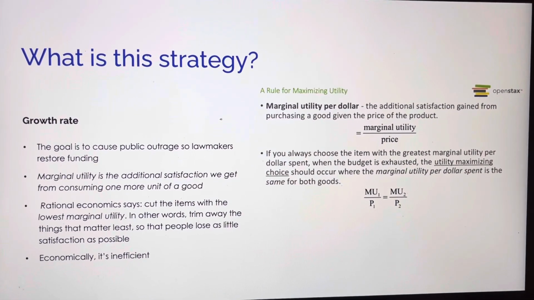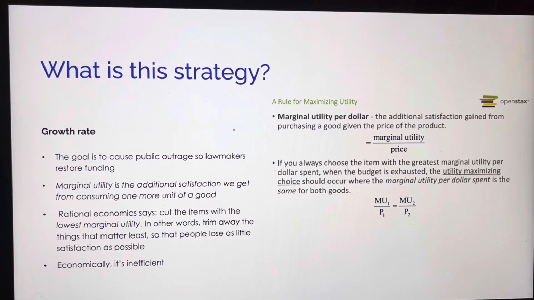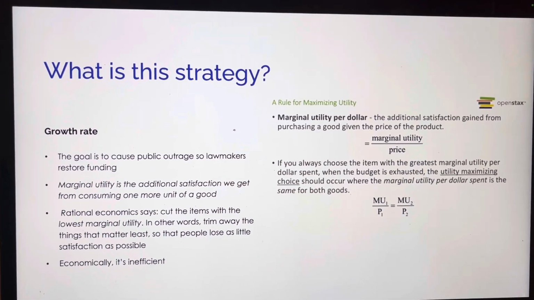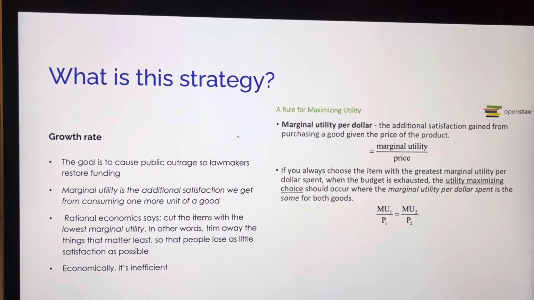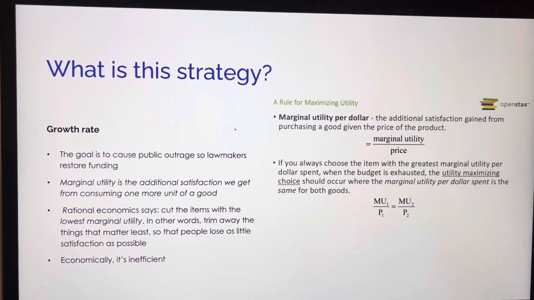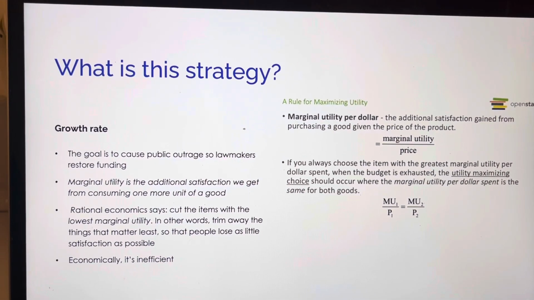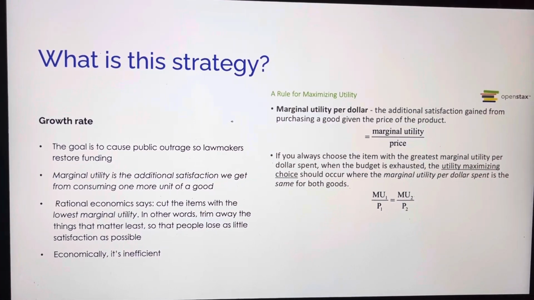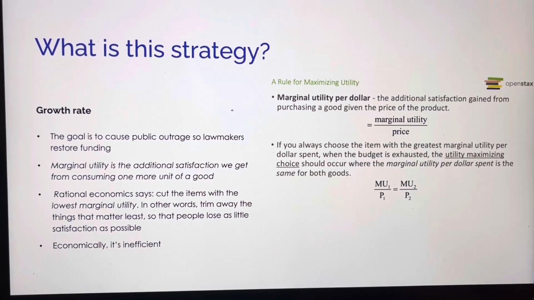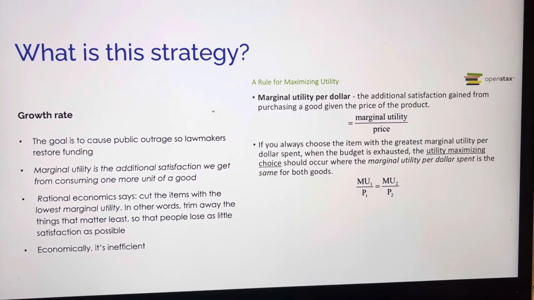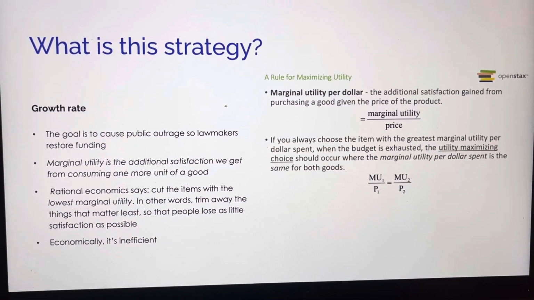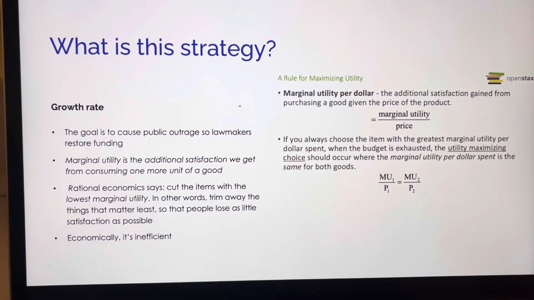So, this strategy is misleading because it ignores the principle of utility maximization. If the goal were truly efficiency, the cut would target lower value uses of the budget, not the most cherished public goods. So, as you can see, here is a little example from Chapter 6 of marginal utility per dollar, as well as the definition.